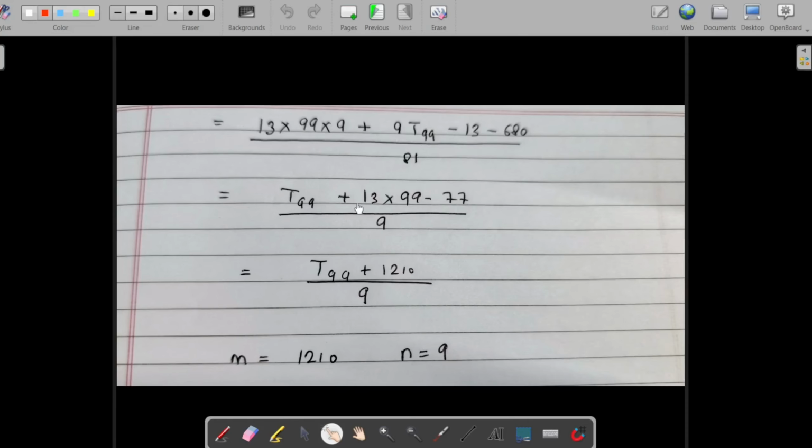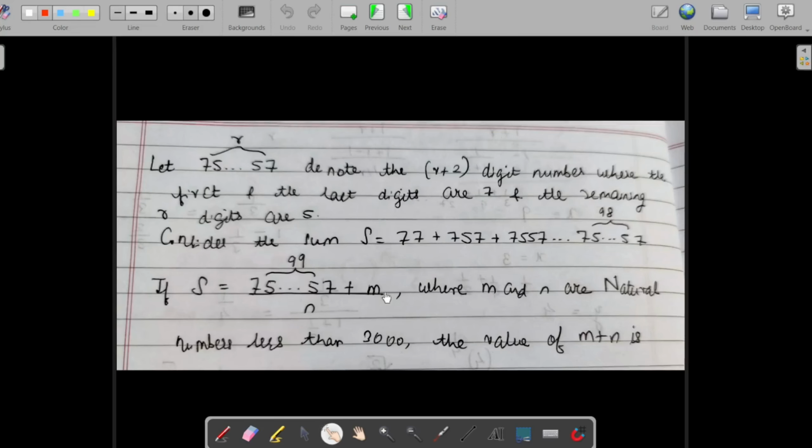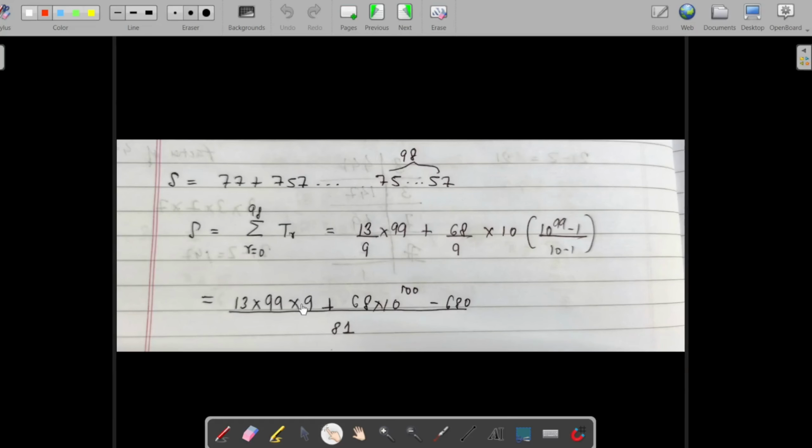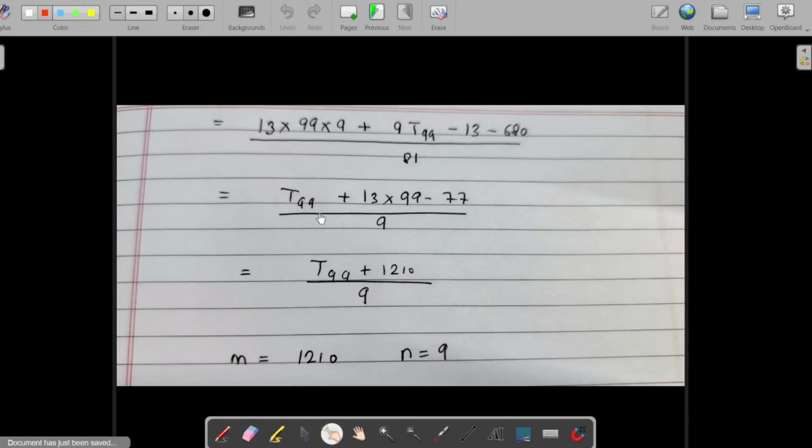Finally you will take 9 common, you will simplify it, and then when you simplify it you will get t99 plus 1210 upon 9. Now why are we writing in terms of t99? Because in the question itself s is written in the form of t99 plus m plus n, so we have to manipulate the sum that we got in terms of t99. So that is why all of this was required. So when you simplify it, you will get m is equal to 1210 and n is equal to 9.